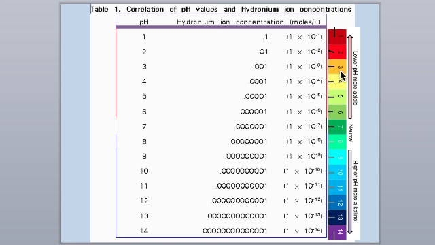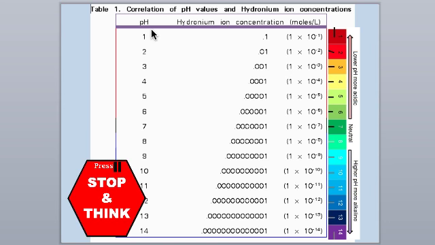So we have the scale going from 1 to 14. And I'd like you to take a moment and look at this scale and see if you can notice any patterns with this particular scale. Like as you're moving from 1 to 14, what do you notice with the hydronium ion concentration? So take a moment and just study this scale, and we will discuss what this scale is indicating.